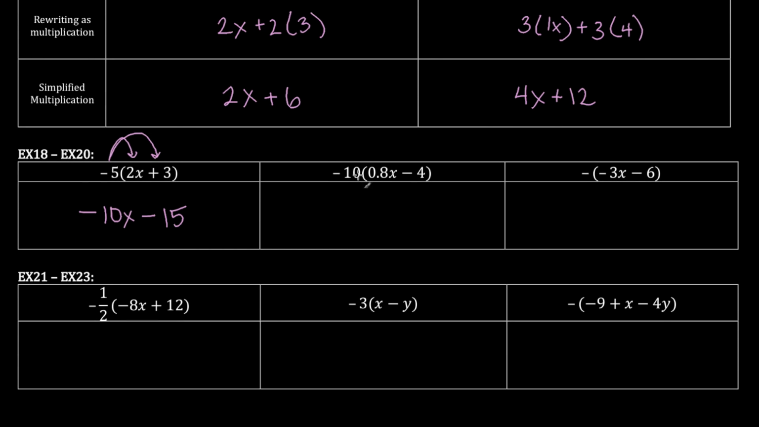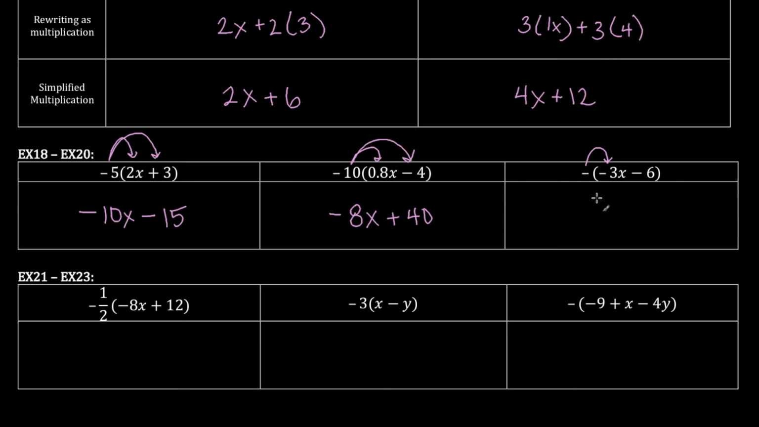So in this one, a negative times a positive is a negative. 10 times 0.8 is 8. And then we have x. Then we have a negative. Oh, let me write that first. Then we have a negative times a negative, which is a positive. 10 times 4 is 40. And a negative times a negative is a positive.